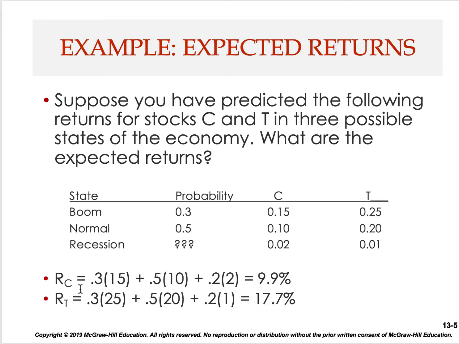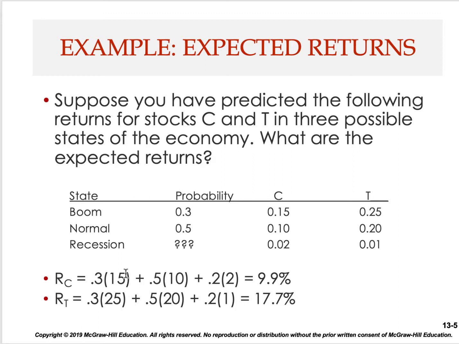We say that we want to calculate the average return for company C. Well, there's a 30% or 0.3 chance that there will be a boom, and if there's a boom, we'll get a return of 15%. So we multiply the 0.3 times the 0.15. To that, we add the probability of the economy continuing the way it is, right? There's a 50% chance of that. If that happens, we expect a return in company C of 10%. So we multiply the 0.5 times the 0.10.